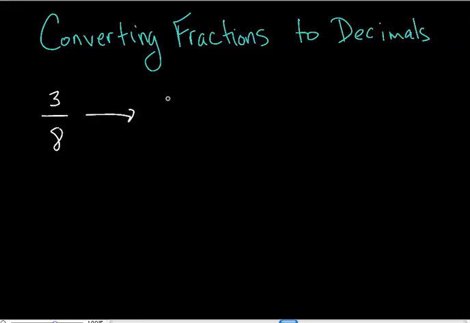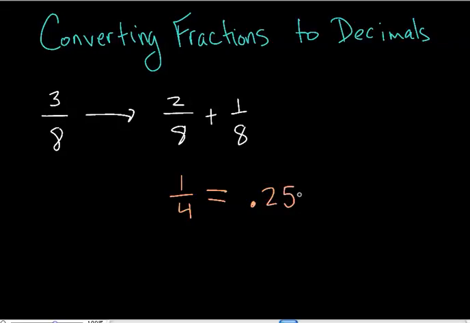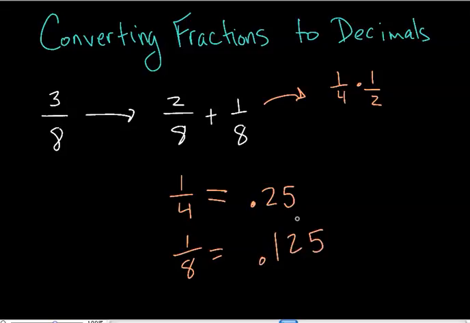So 3/8 to me is 2/8 plus 1/8. And what's 2/8? Well, 2/8 is 1/4. And I know what 1/4 is in decimals because it's just like money. 1/4 is 25 cents or 0.25. And 1/8 is half of a quarter, or a quarter times half. And so what's half of 0.25? Well, 1/8 is 0.125. If you divide that in half, you'll find that is true.